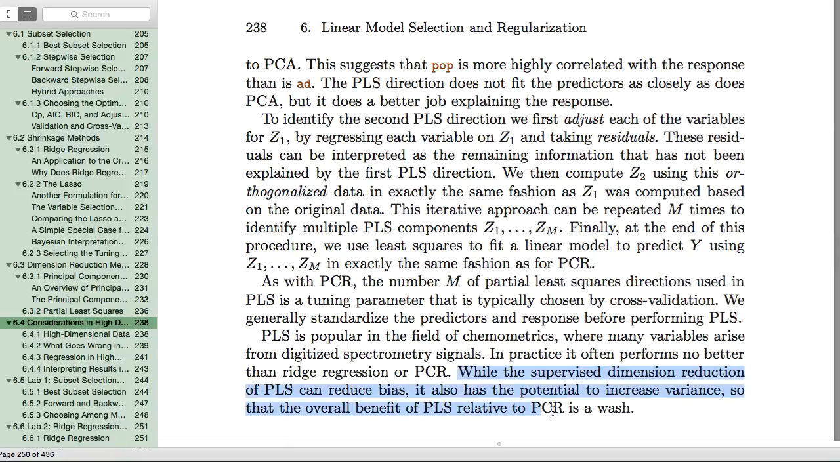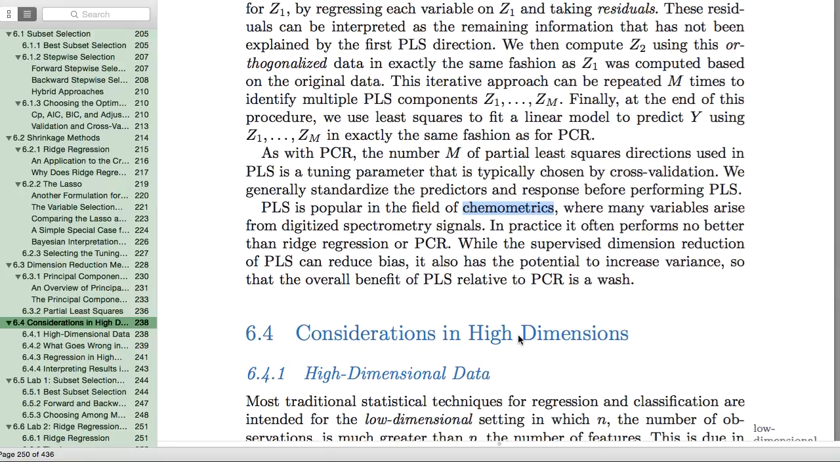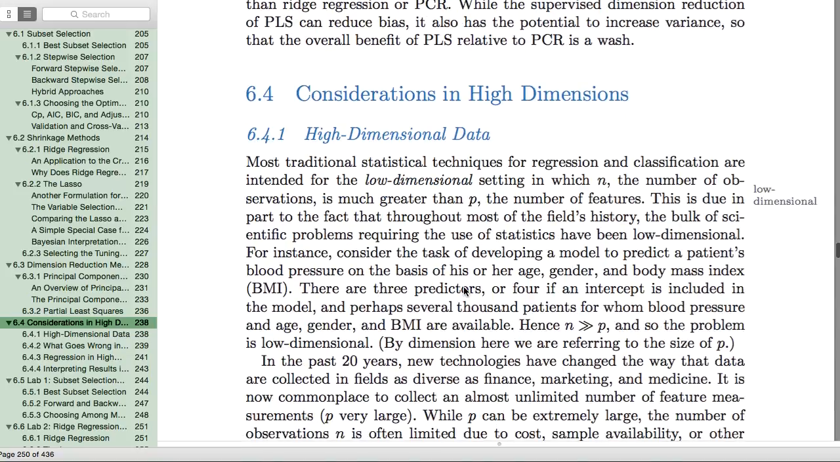Okay, and here's some guidance on partial least squares. It is probably overall no more beneficial than PCR. It's claimed here that it's popular in the field of chemometrics. I believe it's also popular in marketing, but I've seen a lot of examples of it being used in marketing too, and I don't know if they're just not familiar with them or if I'm seeing a non-representative sample.